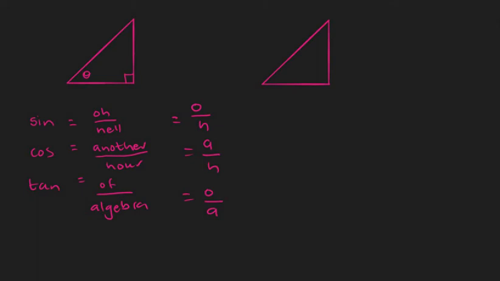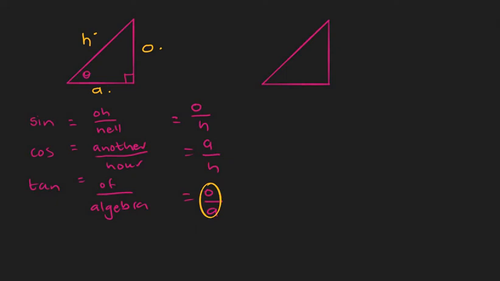The side opposite my angle is going to be O, which is opposite. The side next to my angle is going to be adjacent, and the side opposite my right angle is going to be my hypotenuse. So that's where it comes from. Oh Hell, sine: opposite over hypotenuse. Another Hour, cos: adjacent over hypotenuse. And Of Algebra is tan: opposite over adjacent.